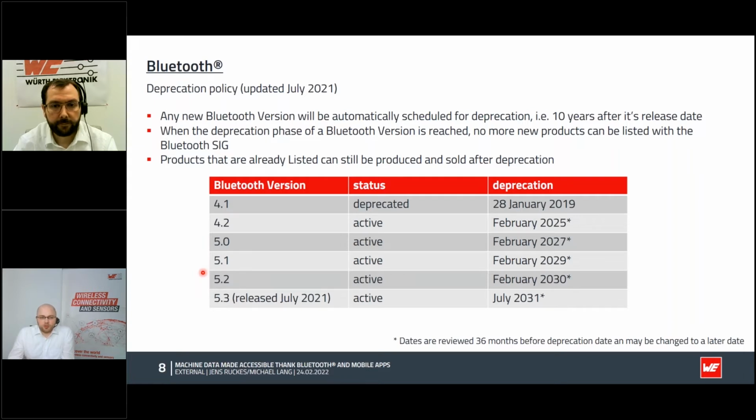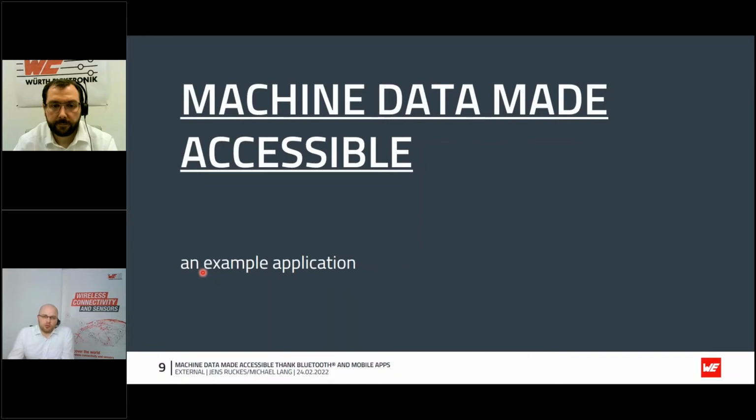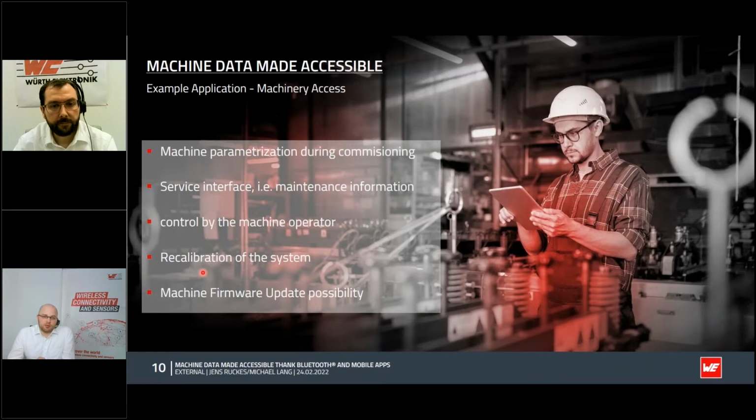And now we want to come to an example application, how to access a machine, and this is very easy with Bluetooth. For example, for the parameterization of a machine, if you build it up and you want to set some figures. Of course, the service interface is one point: the service team comes up, and they have a smart device, a tablet, and can easily connect to the machines and see how often something was done, and you can have easy access without opening any parts of the machine.